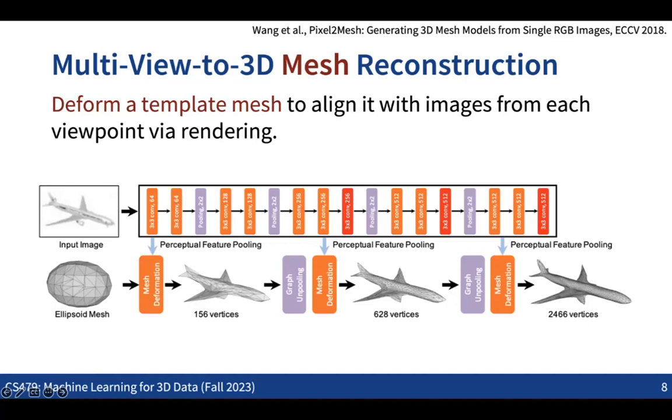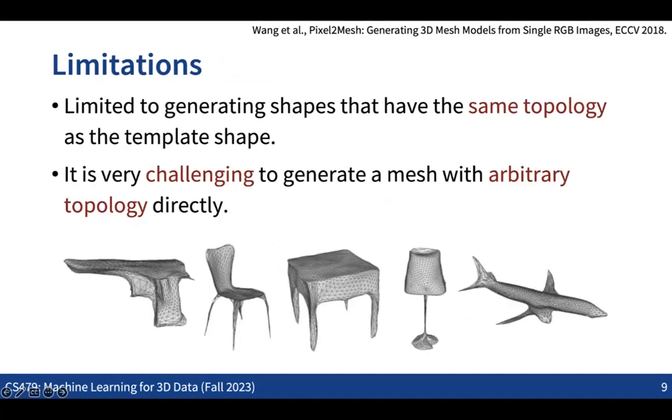Yeah, there are lots of issues. The first issue for this kind of pipeline, deforming a template mesh, is the limitation in terms of topology, right? We can only generate a 3D shape that has the same topology as the template shape. So it is very challenging to generate an arbitrary shape with arbitrary topology.